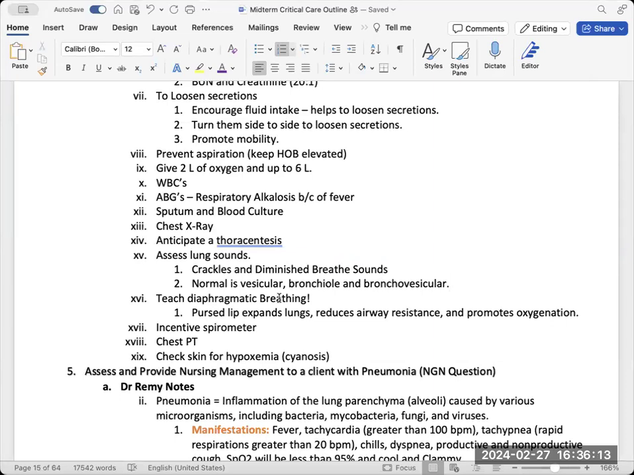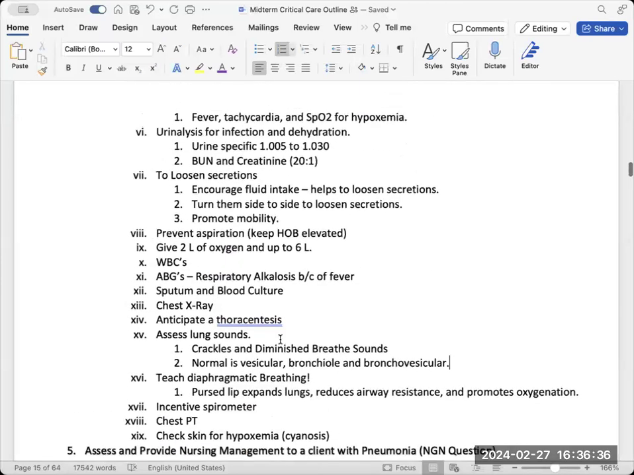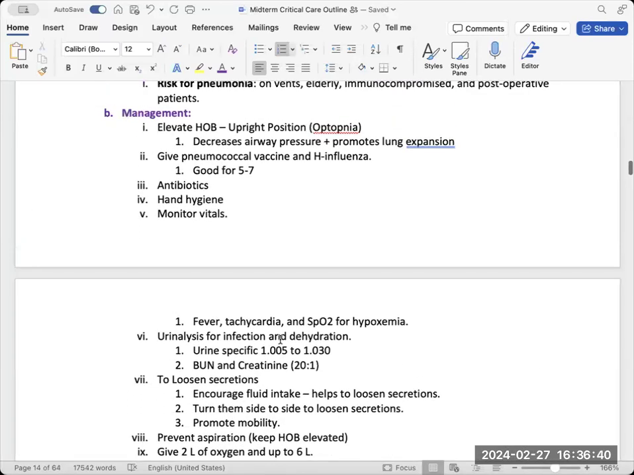We want to teach them diaphragmatic breathing. This is respiratory, so you have to think about all respiratory interventions: chest PT, incentive spirometer, and diaphragmatic breathing exercises or pursed lip breathing, which she said is used interchangeably, which help expand the lungs, reduce airway resistance, and promote oxygenation. And last, we want to look at the skin because they're at risk for hypoxemia. These are all the things. You don't have to memorize everything, but think: infections.